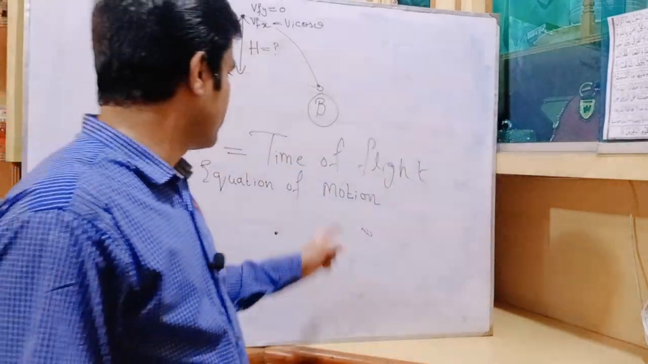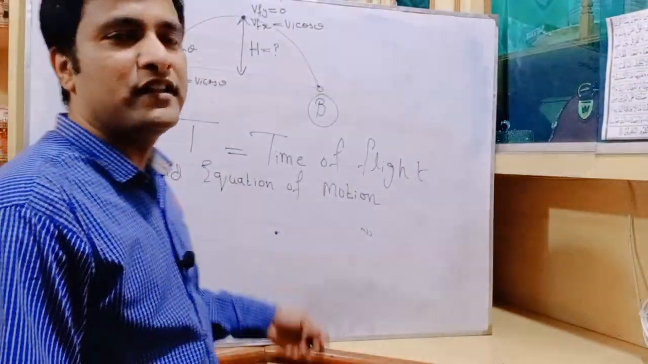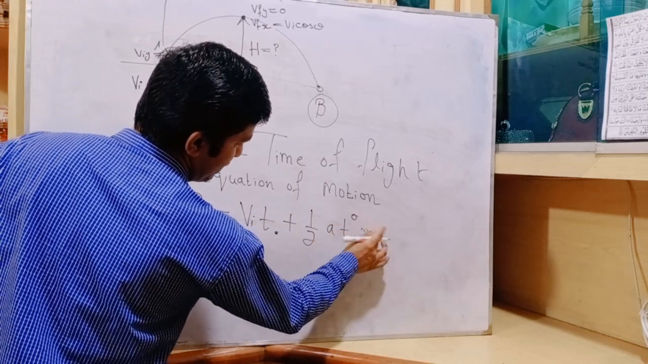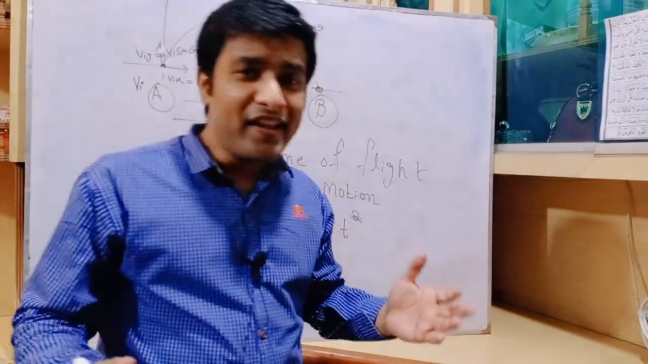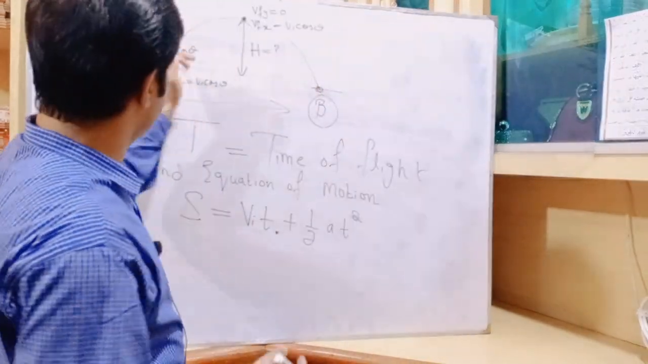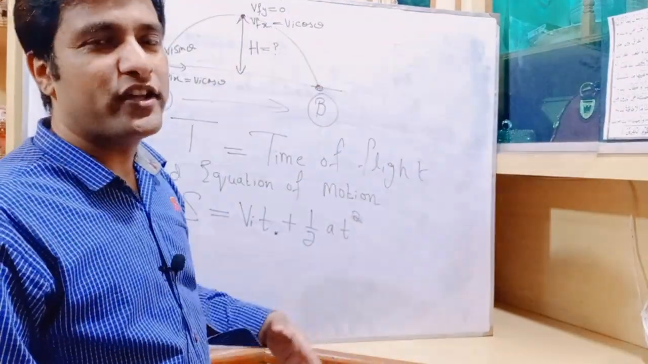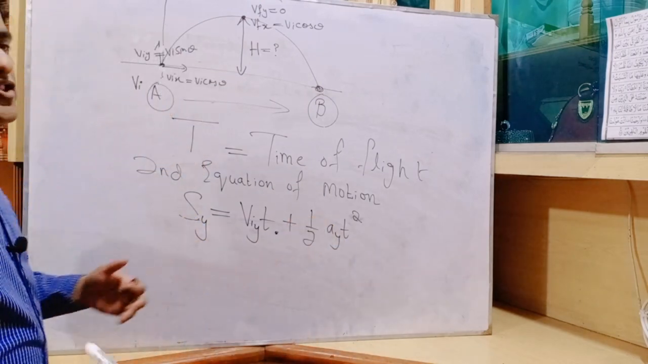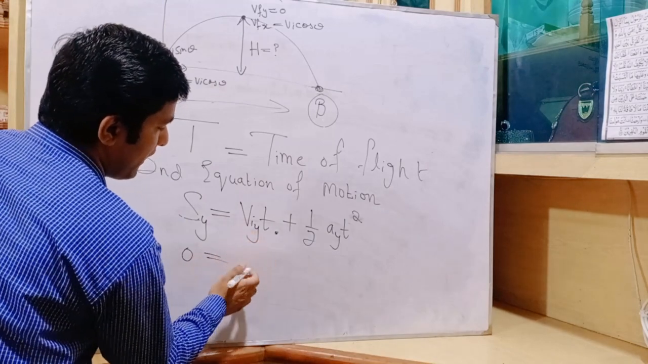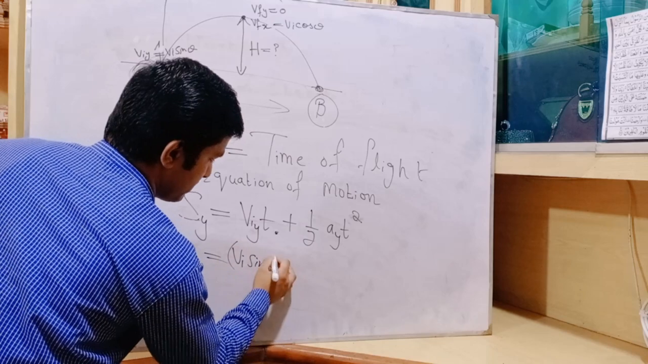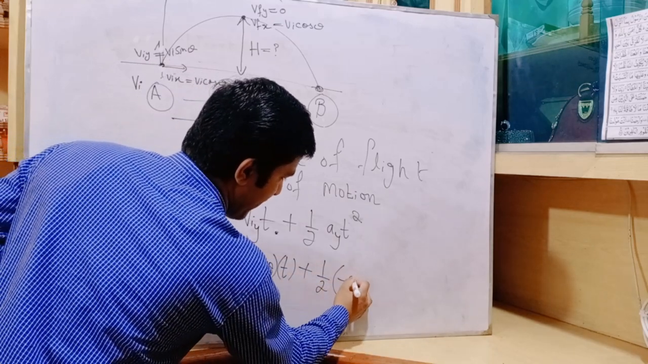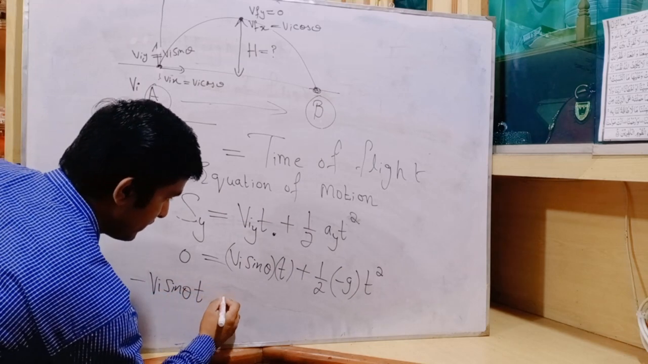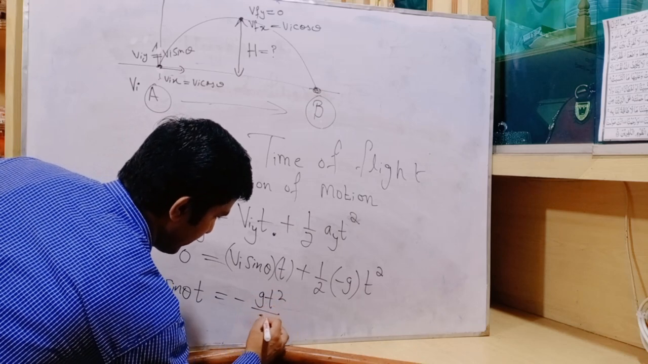You can find this time using the first equation of motion too, but I am doing it with the second equation of motion. What is the second equation of motion? S is equal to VIT plus half AT square. The body is not covering any net vertical distance. It is moving up and it is coming down on the same horizontal line. So there is no net vertical distance. So that's why we are taking Y over here. What is SY? There is no net vertical distance, so this will be zero. What is VI? VI sine theta. What is AY? It is minus g, T square. So it will be minus VI sine theta T is equal to minus gT square divided by 2. This minus will be cancelled.